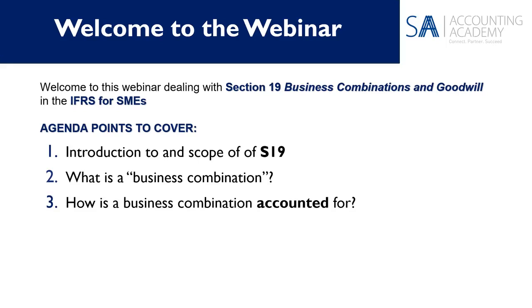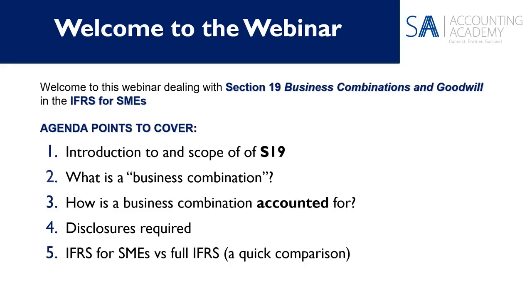Then we'll look at how a business combination is accounted for, and that's the real reason that we're here. So there are several aspects that one has to keep in mind when looking at the accounting treatment specifically of a business combination. So we'll investigate those. What the disclosures are that are required by section 19 to be made in the notes to the financial statements of an SME. And then lastly, I think it is always beneficial to just keep your eye on the bigger picture. And that's why I'd like to just do a quick comparison between the IFRS for SMEs and full IFRS.